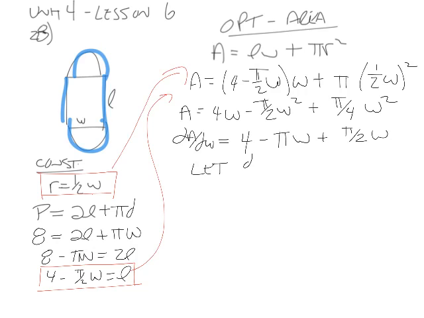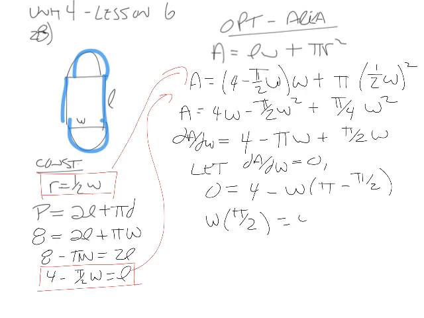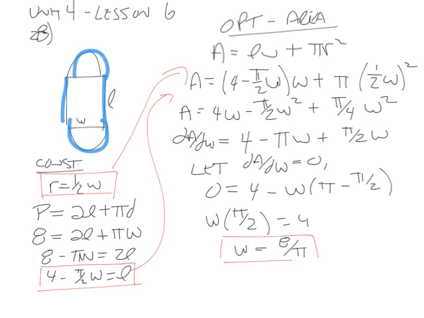Now with optimization, we're optimizing area, so we let that derivative equal 0. So we're finding the max or min. 0 equals 4. I'm going to factor out a W, which would leave me with pi minus pi by 2, which means W. Pi minus pi by 2 is pi by 2, equals 4. Width would equal 8 divided by pi. So that is what the width will equal for this question for optimization.